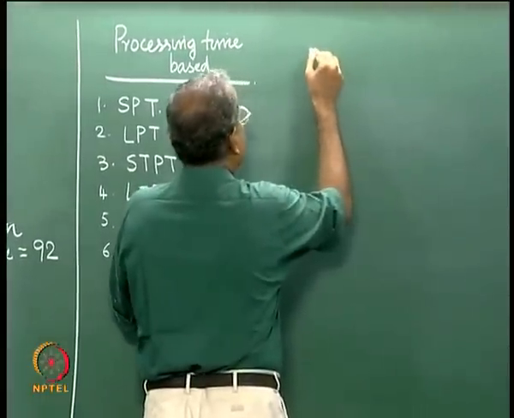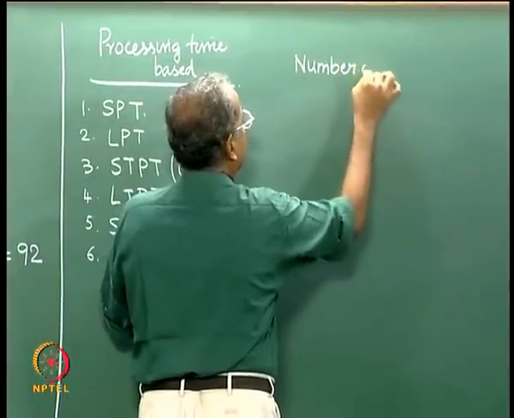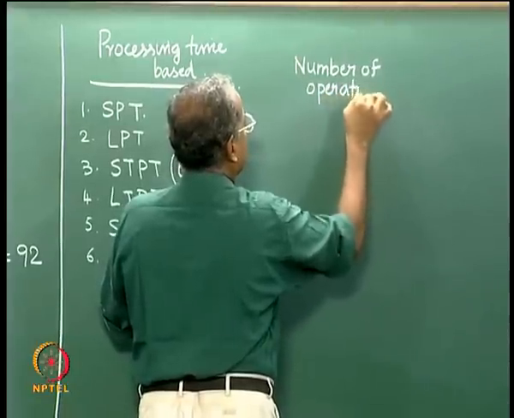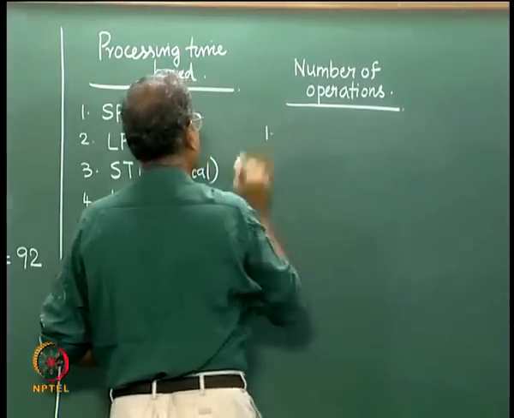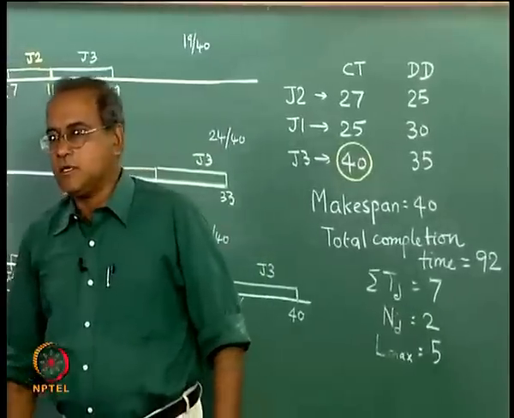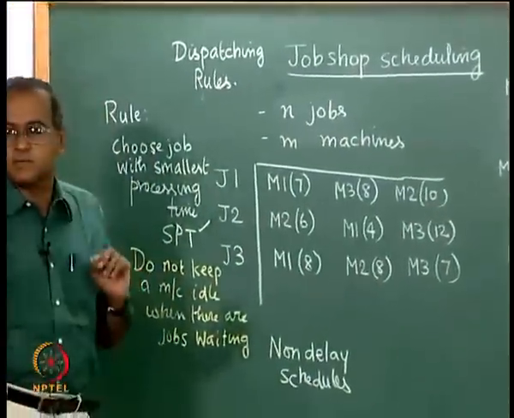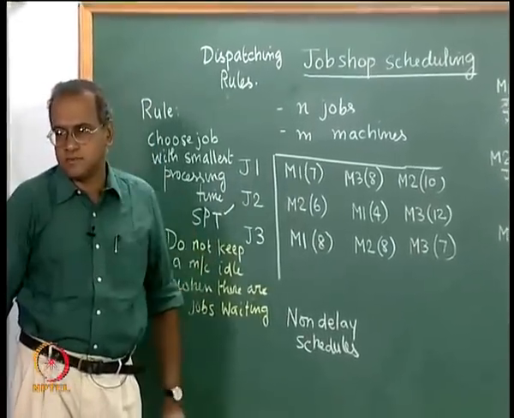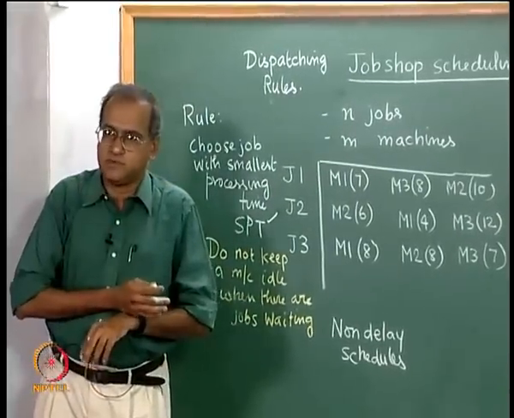Now, other rules based on number of operations. In this particular example, we had chosen 3 jobs and all 3 jobs visited all 3 machines. It is not necessary for all the jobs to visit all the machines.